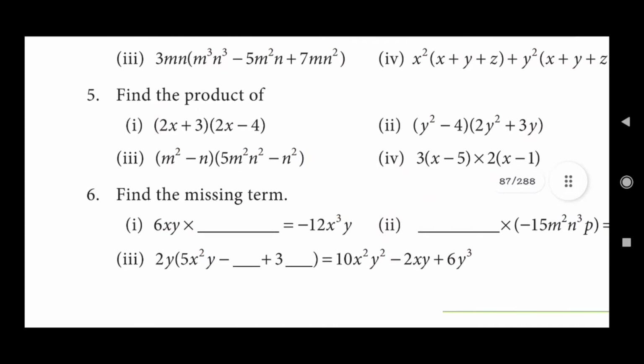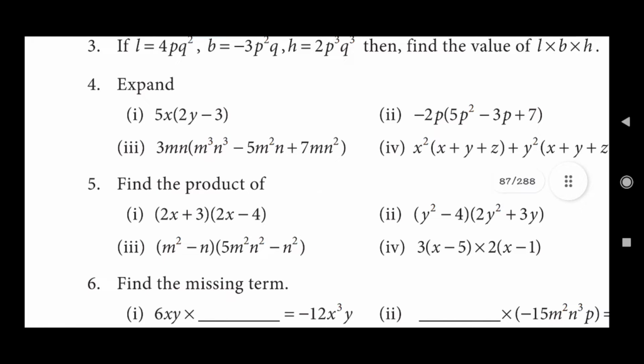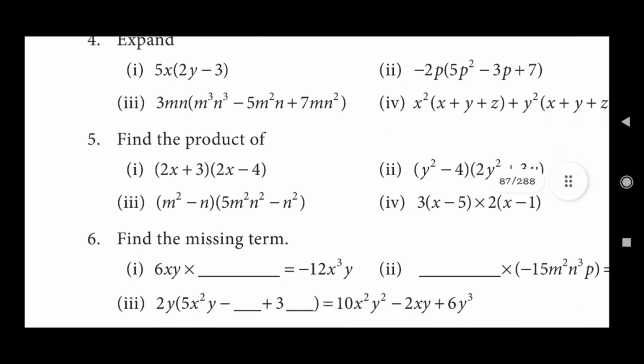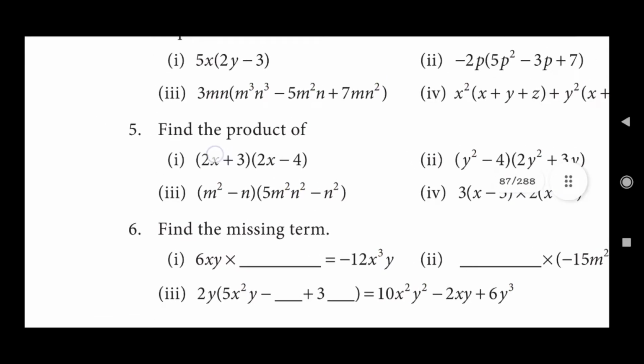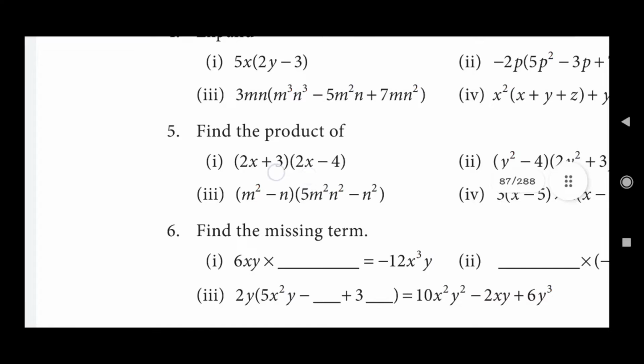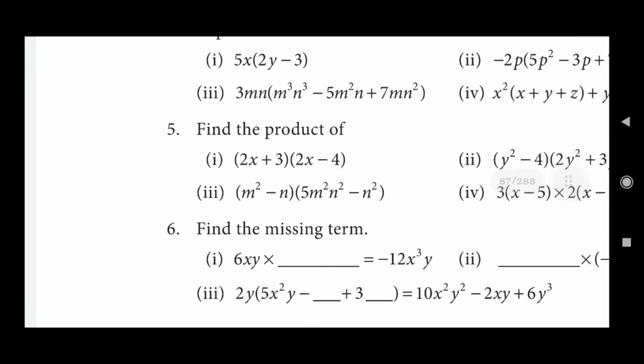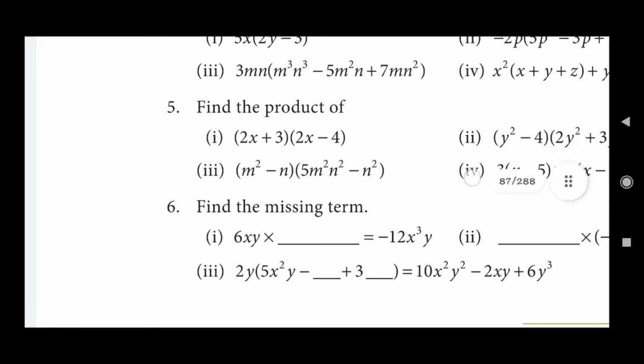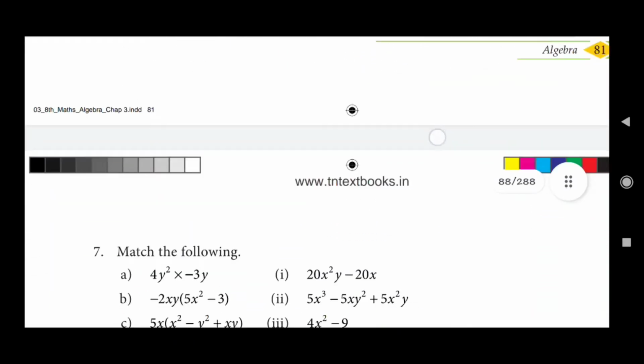Now again find the product. Here they have two terms. Here only one term is there, 5x. Here two terms are there. So 2x into 2x, again 2x into minus 4, then 3 into 2x, 3 into minus 4. Like that you have to multiply separately. Understand?